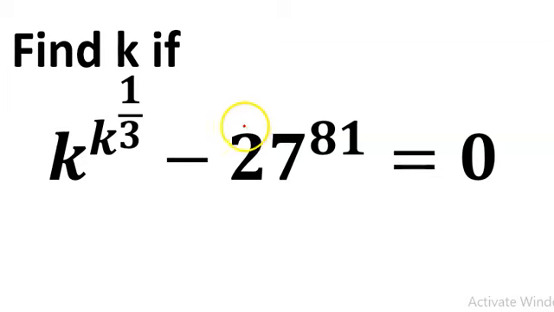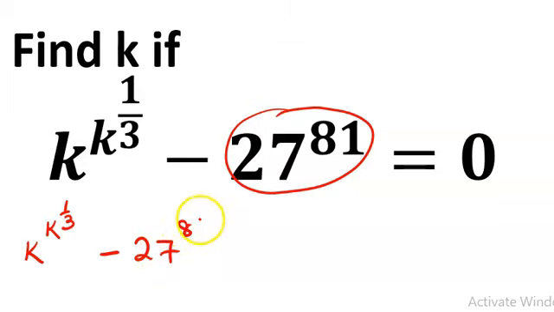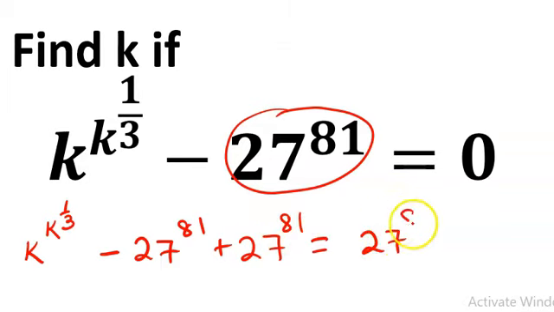First of all, we need to move this part to the right hand side. So we are going to add 27 to both sides. So we have k raised to the power k raised to the power 1/3 minus 27 raised to the power 1 plus 27 raised to the power 81 is equal to 27 raised to the power 81. Yes, so this side will go. We are going to have k raised to the power k 1/3 is equal to 27 raised to the power 81.